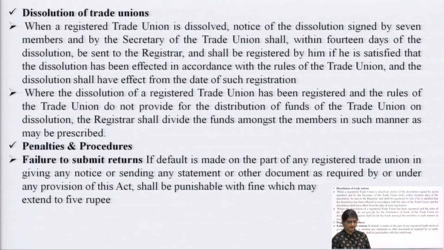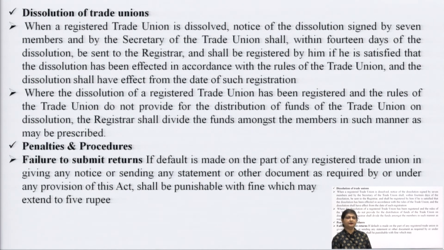Now, dissolution of trade unions. When a registered trade union is dissolved, notice of the dissolution signed by 7 members and by the secretary of the trade union shall within 14 days of the dissolution be sent to the registrar and shall be registered by him if he is satisfied that the dissolution has been effected in accordance with the rules of the trade union. Where the dissolution of a registered trade union has been registered and the rules of the trade union do not provide for the distribution of funds of the trade union on dissolution, the registrar shall divide the funds amongst the members in such manner as may be prescribed.